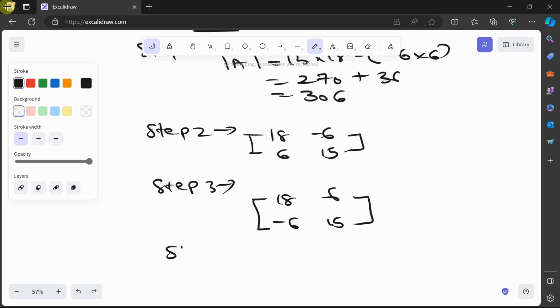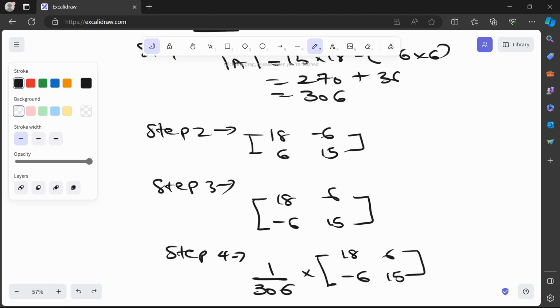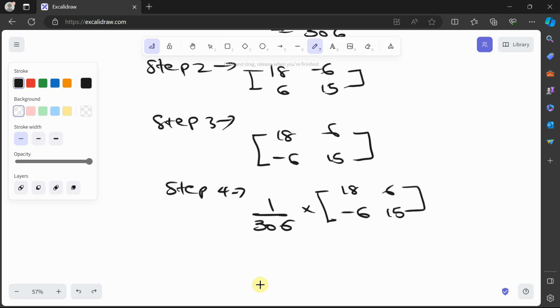And then step 4, I can now say 1 over the determinant, which is 306, and multiply by the resulting value from step 3, which is 18, 6, minus 6 and 15. Once again, don't expand these brackets here. We are done with this. We know that our A inverse is 1 over 306, 18, 6, minus 6 and 15. We are done with that.